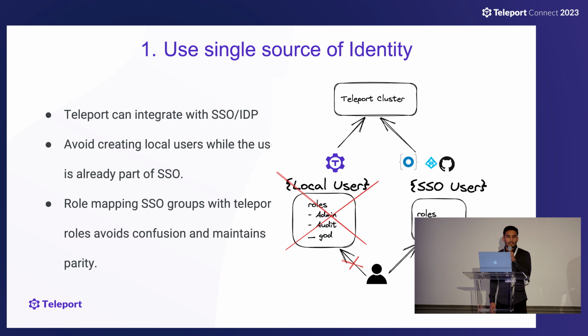When SSO is integrated, try not to use local users, only if the SSO user is already part of a SAML or OIDC provider. If we have both a local and an SSO user for a single identity, there is a high chance of granting wrong permissions, either too high or not enough. Role mapping SSO groups with Teleport roles can avoid all the confusion and identity silos. A little caveat on this: certain exceptions can be made for certain use cases, like a break-the-glass user.